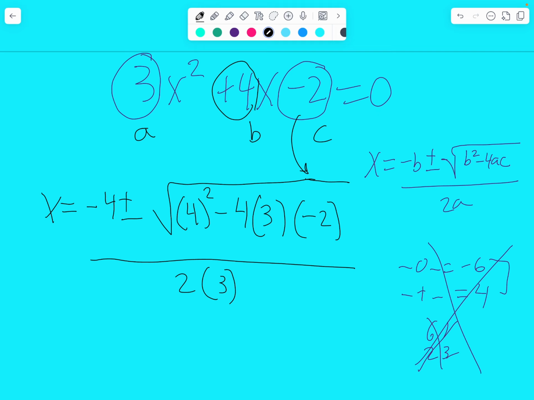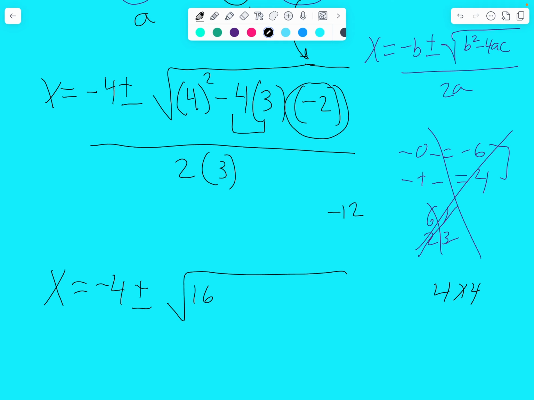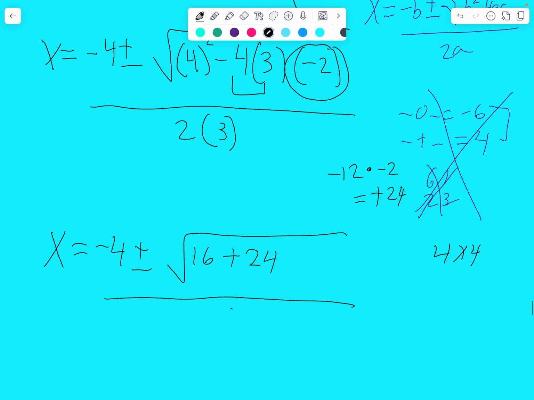Okay, take a minute, process that. That looks really intimidating for a lot of people, so we're going to rewrite what we know. x is equal to negative 4 plus or minus the square root of, what's 4 squared? That's a fancy way of saying what's 4 times 4? That's 16. And then we have negative 4 times 3. What's that, you guys? Negative 12. You have negative 2. What's negative 12 times negative 2? Well, I told you guys in my last video, negative times a negative is a positive. And 12 times 2 is 24. So I got 16 plus 24, all divided by 2 times 3, which is 6.